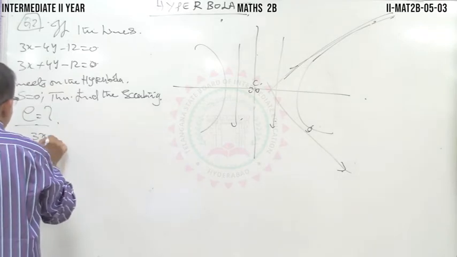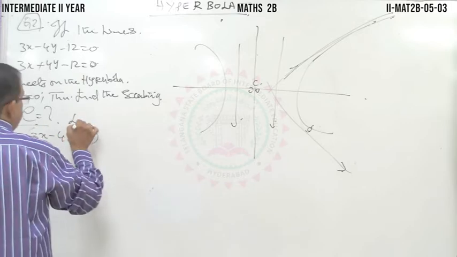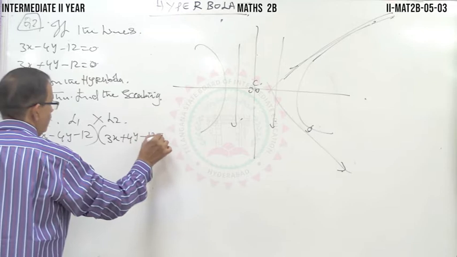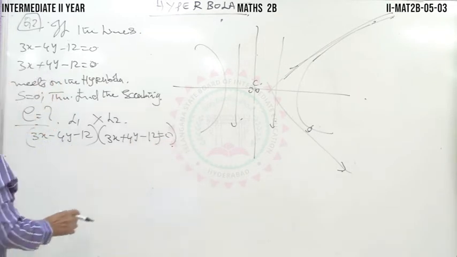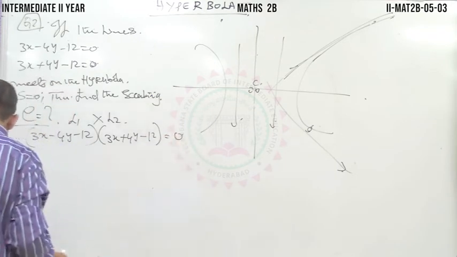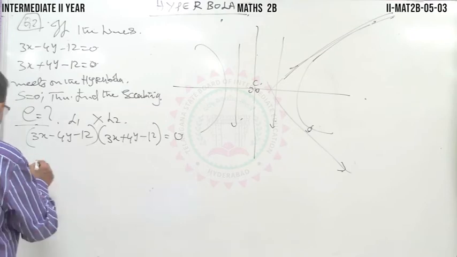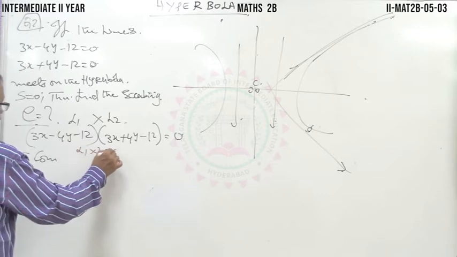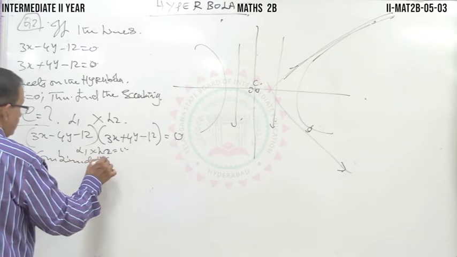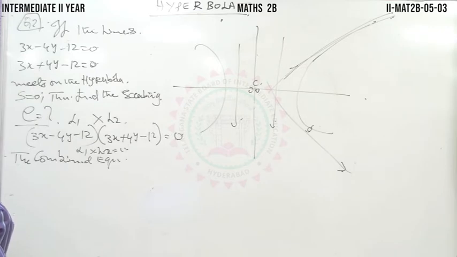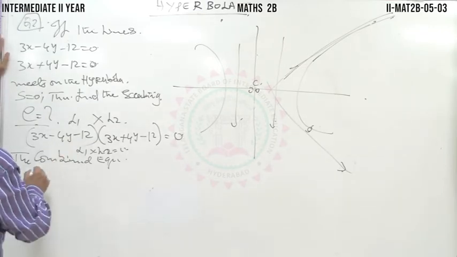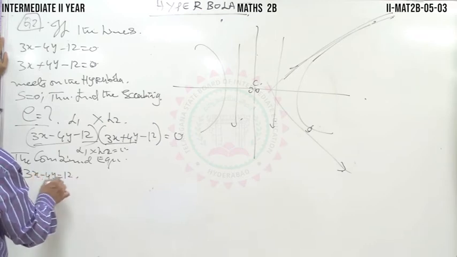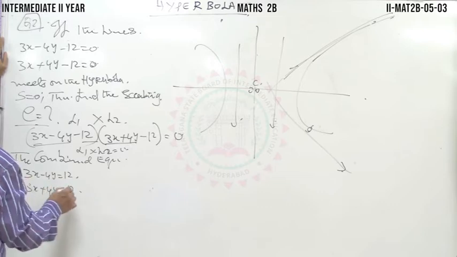Let us say both tangents are the lines. The first line L1 is 3x minus 4y minus 12 equal to 0, and L2, the second line, is 3x plus 4y minus 12 is equal to 0. If both lines are meeting, the product is 0. The combined equation is L1 into L2 is equal to 0. Here 3x minus 4y is equal to 12, and 3x plus 4y is equal to 12.